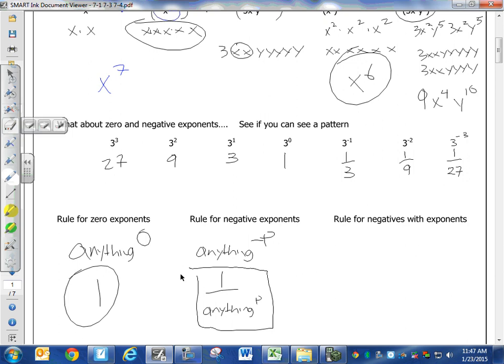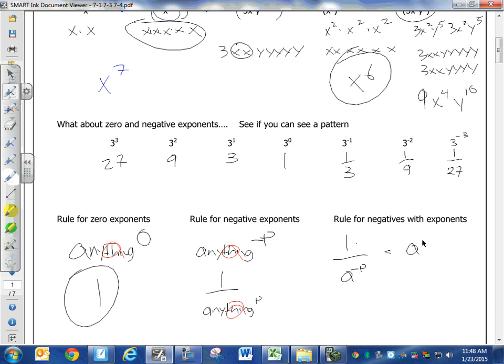This also could be applied, and of course I don't want to say anything. I could just say like a to the 0 is 1, or a to the negative p is equal to 1 over a to the p. This could also be applied if we have something in a denominator. If I have 1 over a to the negative p, what's that going to be? 1 over a to the positive p. What's 1 over 1 over?